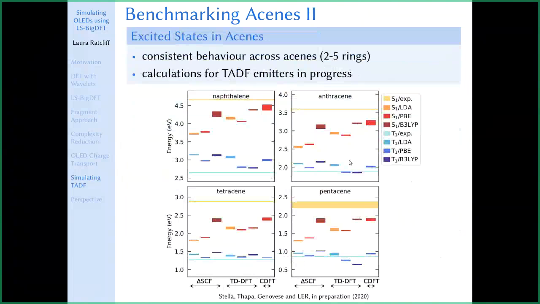We've also looked at other acenes, and the behavior is quite consistent across the different acenes. And in this case, it is a local excitation, and we expect the excitation to be more or less pure, so it falls under the well-behaved case. We've also been looking at how this approach works for TADF molecules, where the calculations are currently in progress. But the nice thing is that this formalism works well in combination with the linear scaling BigDFT. So our aim, once we finish benchmarking gas-phase calculations, is to already be able to look at excited states in some large morphology.